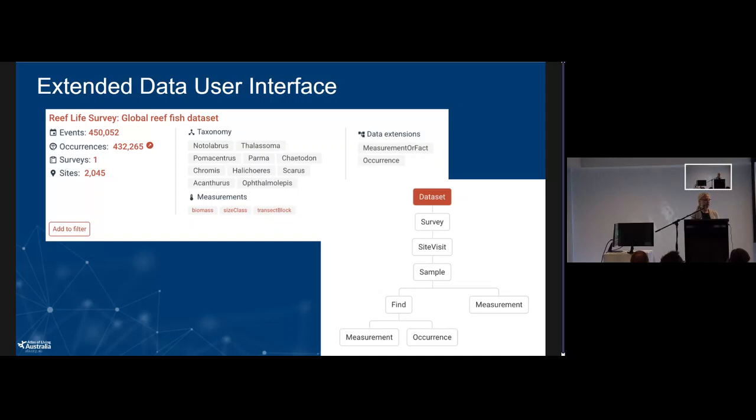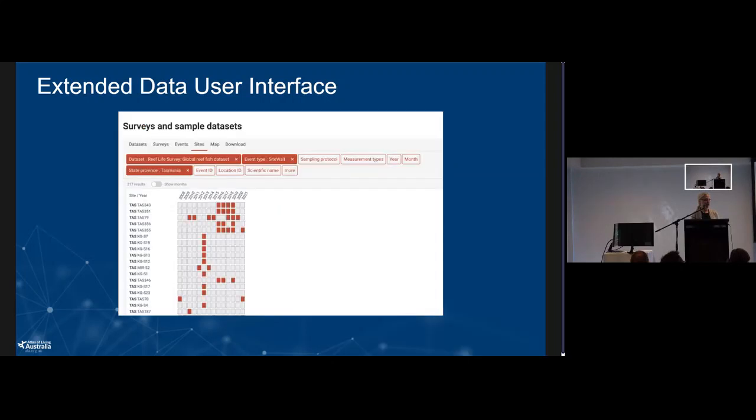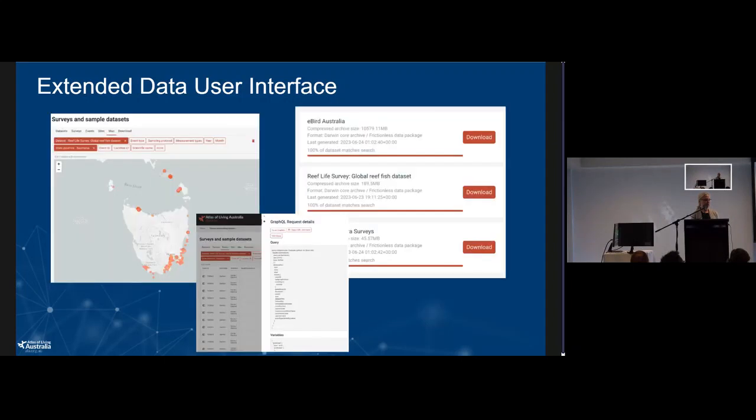We've got a site, if you select site visit type events, we've got an interface here that gives you a site plot that'll give you an indication of monitoring effort over time. And maps, downloads, you can download a package that's both a Darwin Core archive spec and a frictionless data set. So it adheres to both specs.